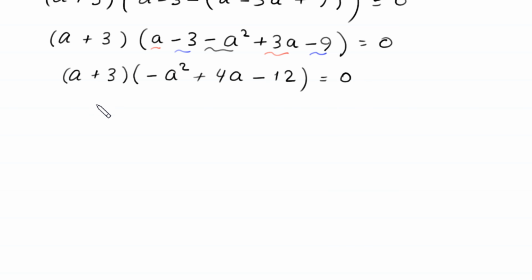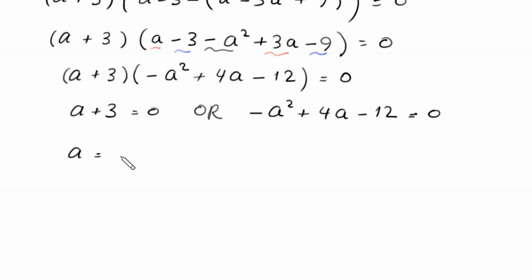From here, either this expression a plus 3 is equal to 0, or this expression negative a squared plus 4 times a minus 12 is equal to 0. From this equation we get the value of a is equal to negative 3. This is the first solution of this equation. To find other two solutions, we solve this quadratic equation.